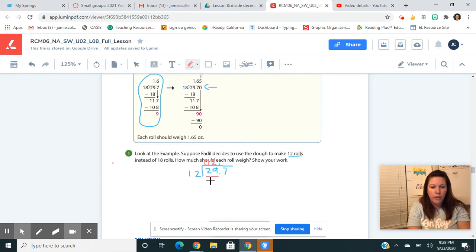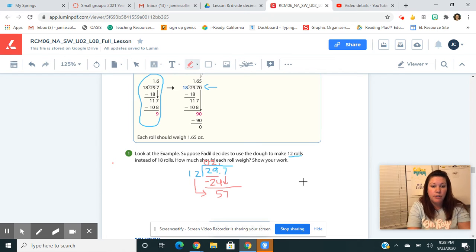2 times 12 is 24. And I'm going to subtract here. 29 minus 24 is 5. But I'm not done. I still need to bring down my 7. So I'm going to put my 7 right here. And I'm going to divide again, because that is what our steps tell us to do. So 12 goes into 57. How many times, guys? 12 times 5 is 60, right?